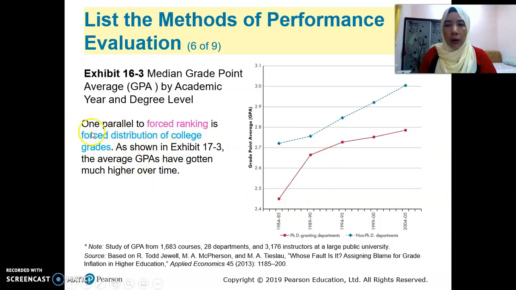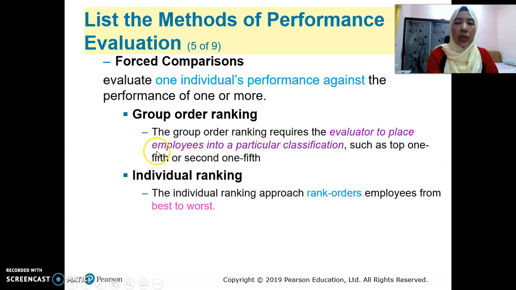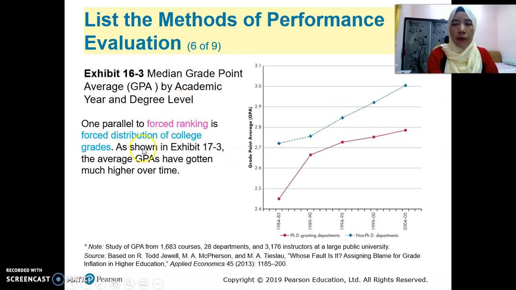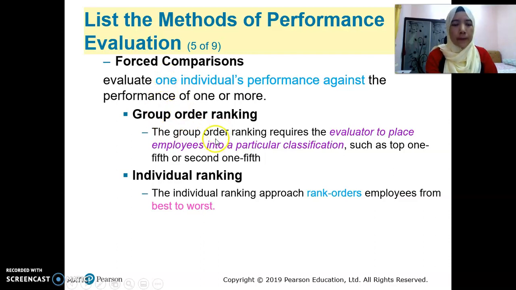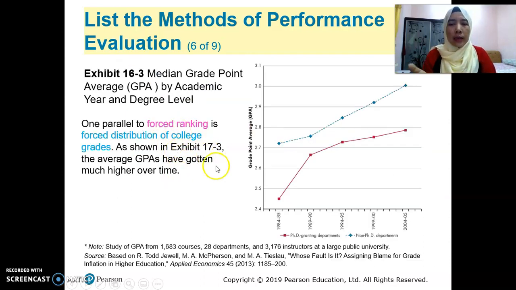One parallel of force ranking is force distribution of college grades. Basically the CGPA or the GPA that universities normally use can be considered similar to force ranking. So the CGPA is more or less similar to force ranking.